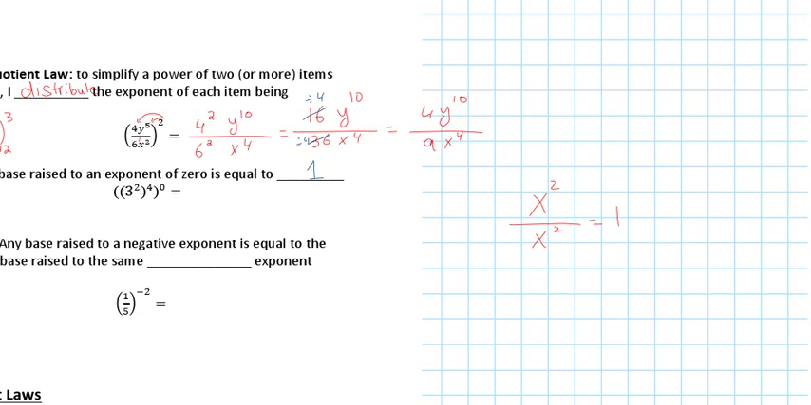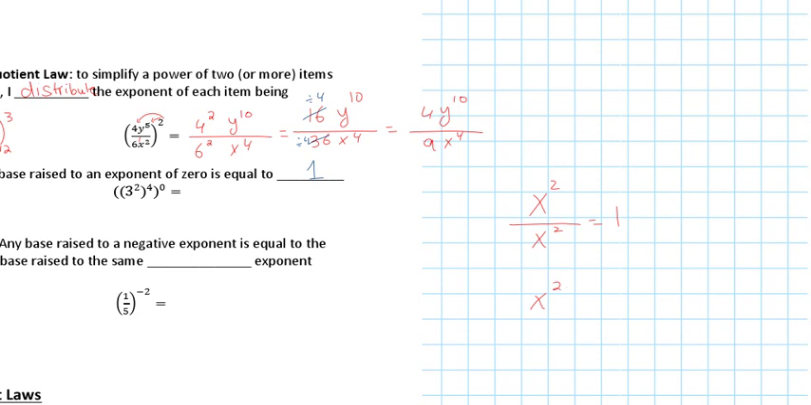Okay. Now, not 2 minus... you're going to have to use the, what do we call it? The division law. So when I have the same base and I'm dividing, what do I do with the exponent? Subtract, right? So that's going to be x to the 2 minus 2.